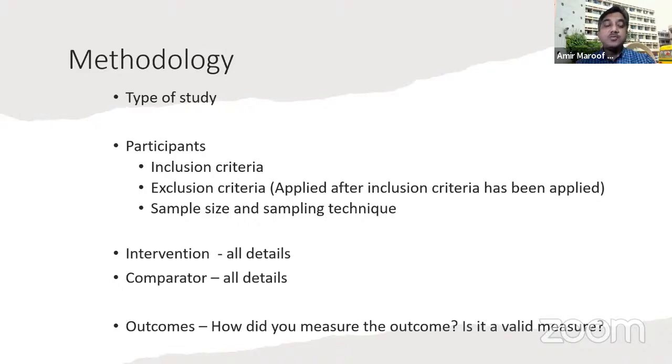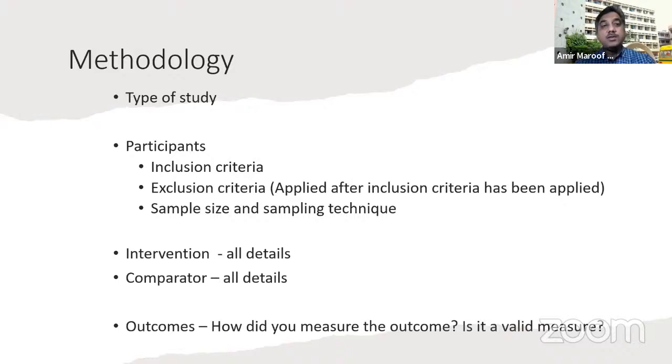How did you measure the outcome? Is it a valid measure? That has to be written in the outcome part. If you are using some case record form or questionnaire, you will have to give details about that also: how you are collecting the data, whether it is an interview technique or a self-administered questionnaire. So you will have to verify that in the outcomes part.